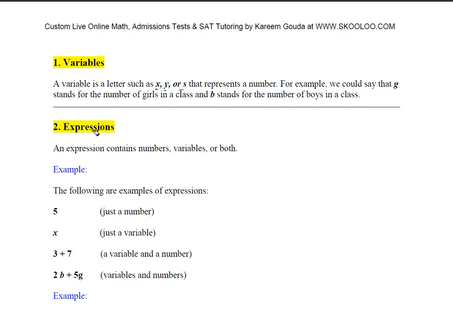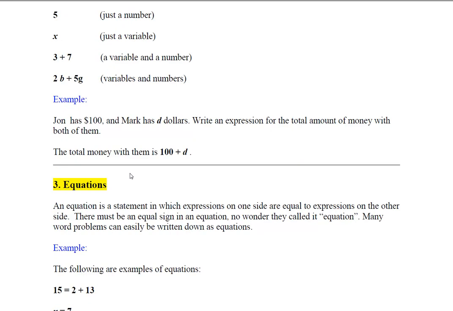2, expressions. An expression has numbers, variables, or both numbers and variables. So, the number 5 is an expression. The letter X is an expression. X plus 5 is an expression. Example. Let's take a look at this example here. John has $100 and Mark has D dollars. Write an expression for the total amount of money. It's 100 plus D. So this is called an expression.